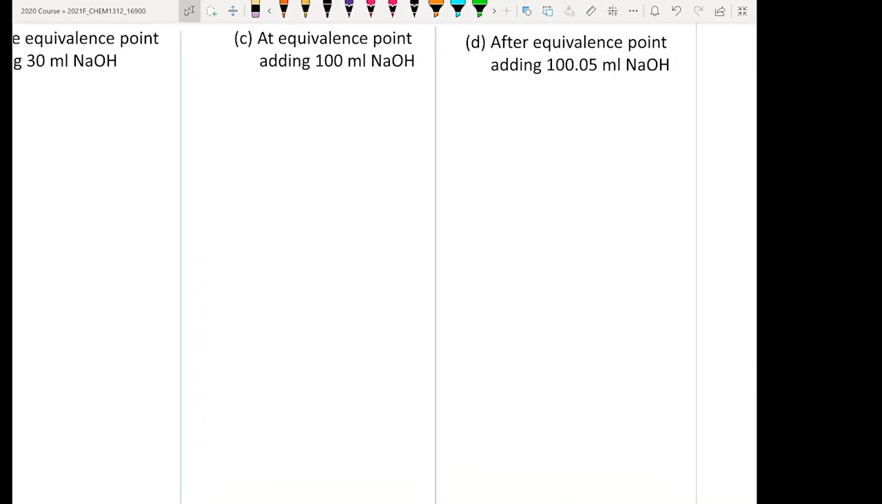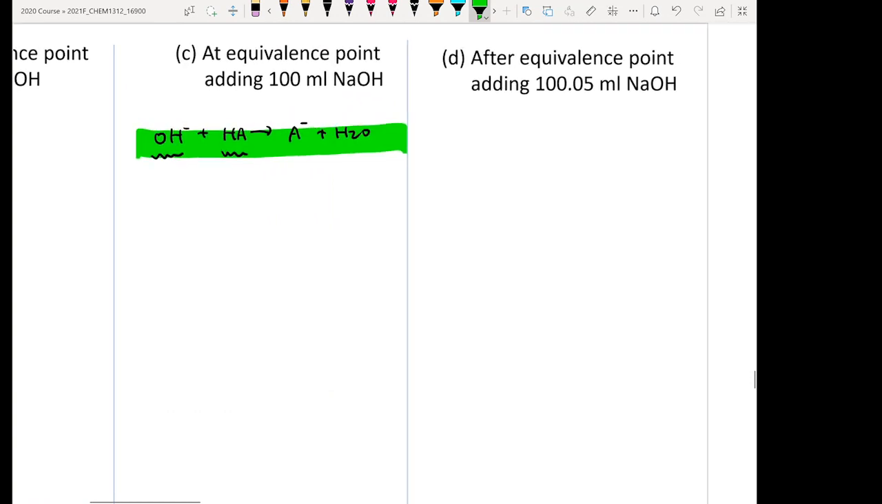Here, let's write out our net ionic equation, which is the strong base interacting with your weak acid. That gives you the conjugate base plus H2O. At zone number 3, we know it's an equivalence point, right? Therefore, you have the same amount of OH minus and HA. They're going to consume each other and produce your A minus. Okay, and then we know the pH is simply determined by your A minus, which is a weak base solution.